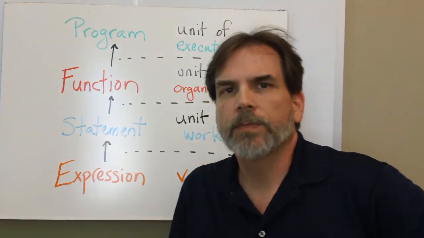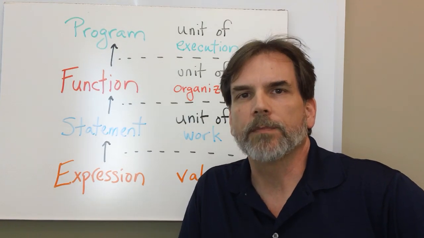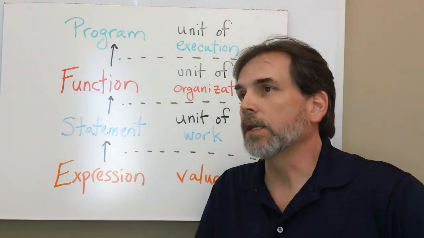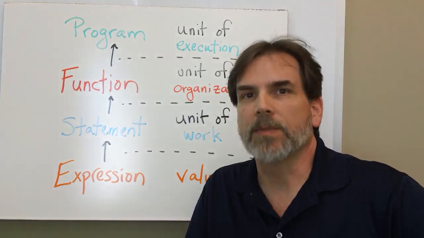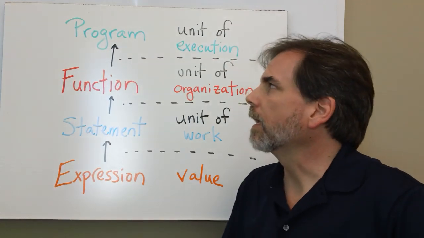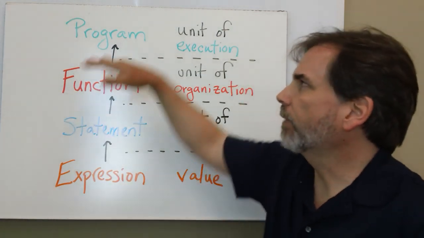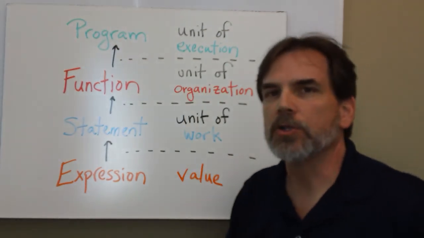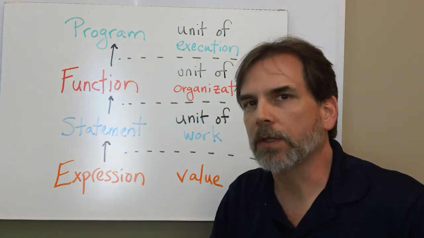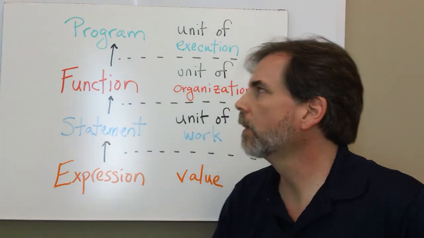In this video, we're talking about the components of a C program and the building blocks that make up that program, so the anatomy of the program. We have different levels of building block. At the top level is the program itself. We call that the unit of execution. That's what we're going to run on the computer system when the program is built and ready to run.